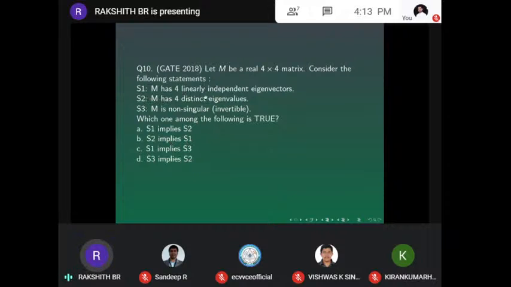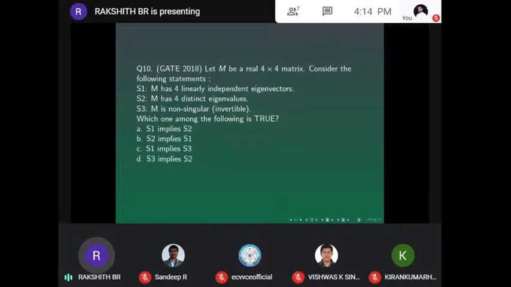So S2 is M has 4 distinct eigenvalues. Whether this implies that M has 4 linearly independent eigenvectors? Of course, yes. Because each distinct eigenvalue of a matrix gives you a linearly independent eigenvector.